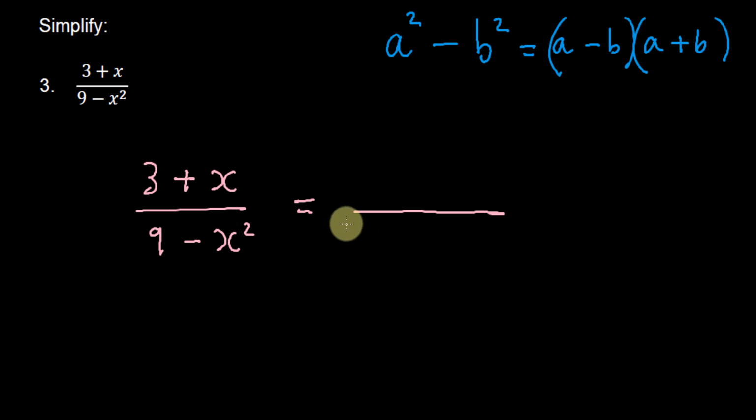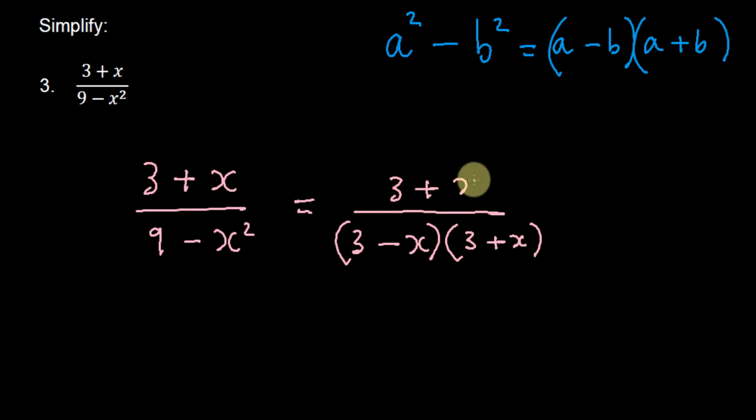The square root of 9, of course, is 3. Then we have a minus. The square root of x squared is x. So we repeat these two terms in the second set of brackets, but just with a plus. Now we can divide 3 plus x in the denominator into 3 plus x in the numerator. So these two can cancel. So 3 plus x into 3 plus x here is 1. So our answer is going to be 1 over 3 minus x.